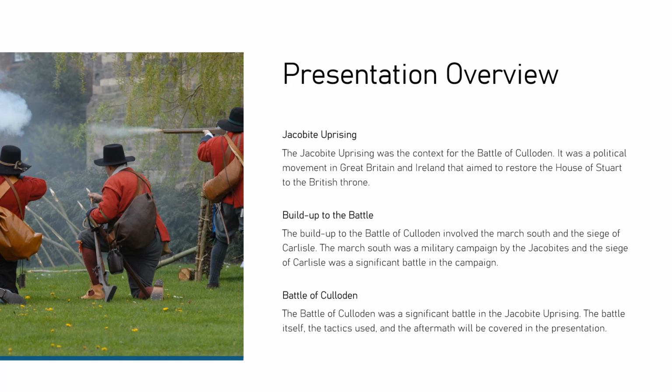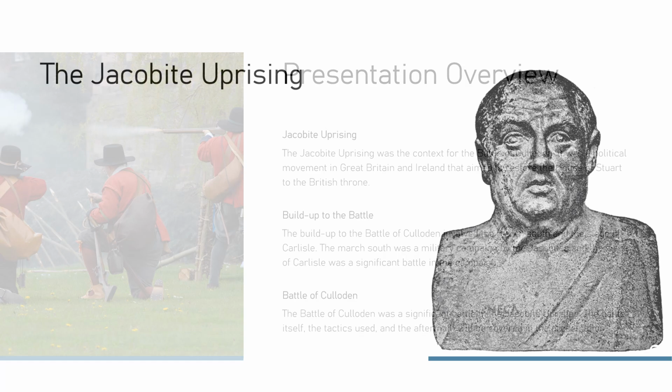Build up to the battle. The build up to the Battle of Culloden involved the march south and the siege of Carlisle. The march south was a military campaign by the Jacobites, and the siege of Carlisle was a significant battle in the campaign. Battle of Culloden. The Battle of Culloden was a significant battle in the Jacobite uprising. The battle itself, the tactics used, and the aftermath will be covered in the presentation.